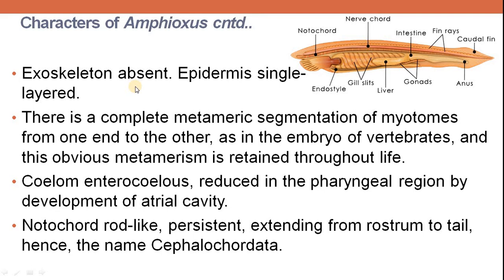Then characters continue. Exoskeleton is absent. Epidermis is single layered. Complete metameric segmentation or myotomes or myomeres from one end to the other can be seen. We have discussed in the previous slides, as in the embryo of vertebrates, this obvious metamerism is retained throughout life. Coelom is enterocoelous, arising from the pouches of the embryonic gut. Coelom is reduced in the pharyngeal region by the development of an extensive atrium. The notochord is rod-like and persistent throughout life, extending from the rostrum to the tail portion, meaning the entire length of the body. Hence the name Cephalochordata. Cephalo refers to the head region. Chordata means having a notochord. So they have a notochord even in the cephalic region. That's why it is said to be Cephalochordata.